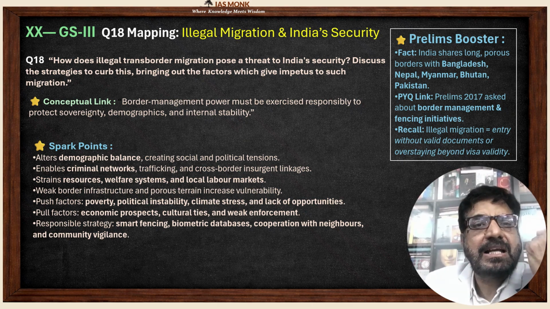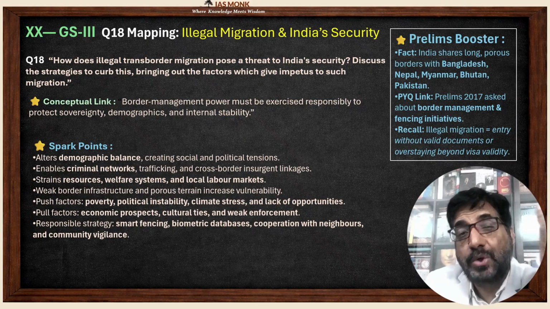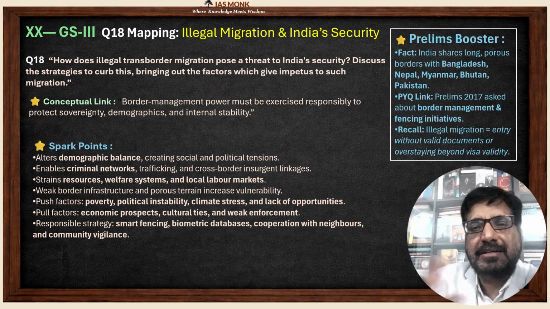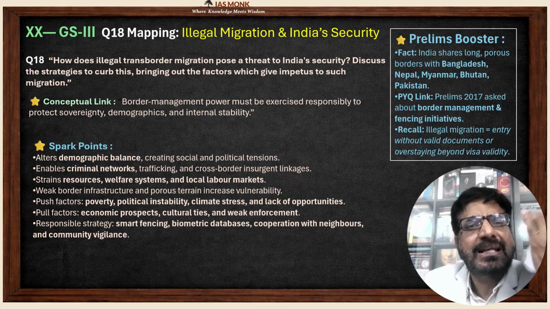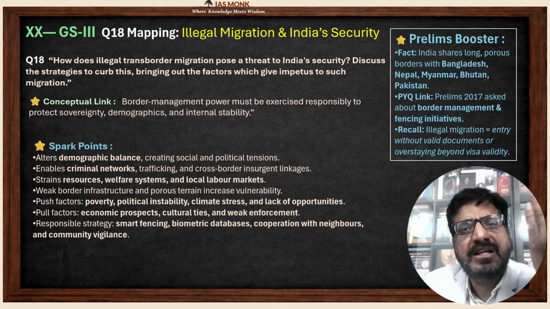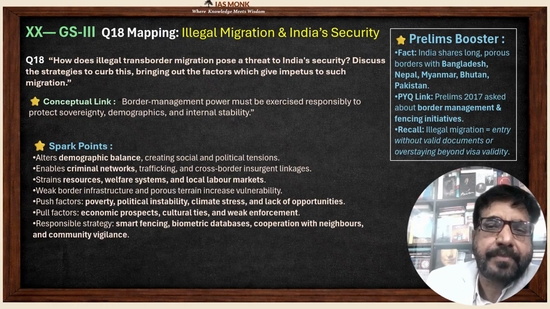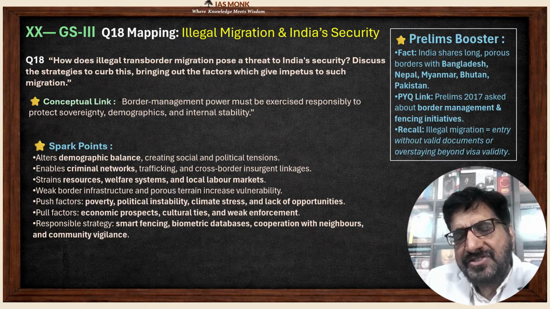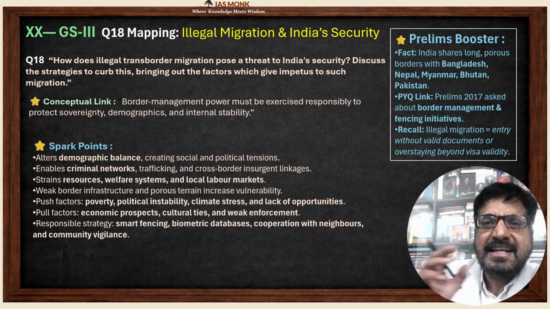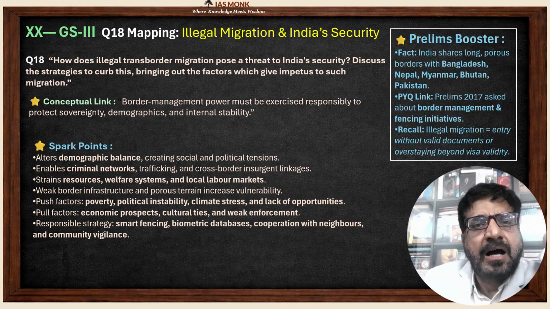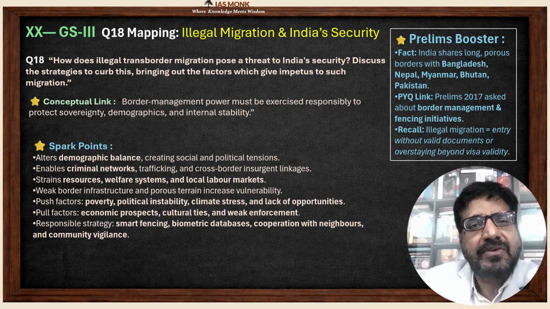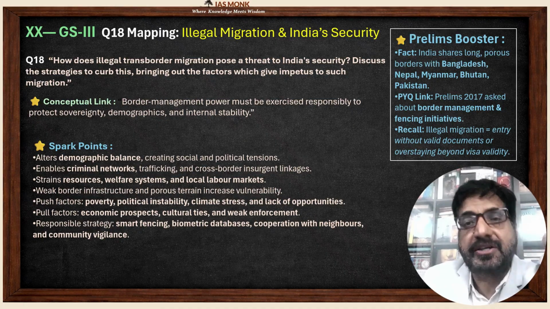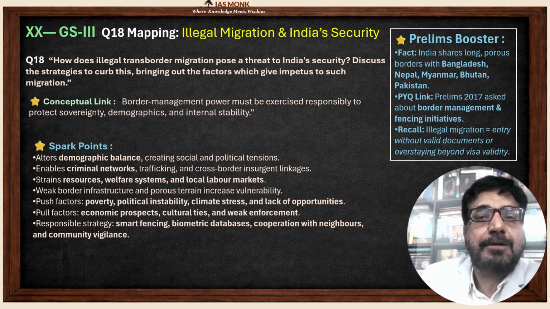Okay. So illegal trans-border migration, especially you might have heard about Rohingyas coming from Myanmar and then Bangladeshis, a lot in West Bengal, the border states and areas. So illegal trans-border migration poses multi-dimensional security challenges for India. It can alter demographic patterns in border states, creating social tensions and political instability. Unregulated flows also provide cover for criminal syndicates, trafficking networks, and insurgent groups that exploit porous borders. Economic pressure on local labor markets and welfare systems further intensify internal vulnerabilities.